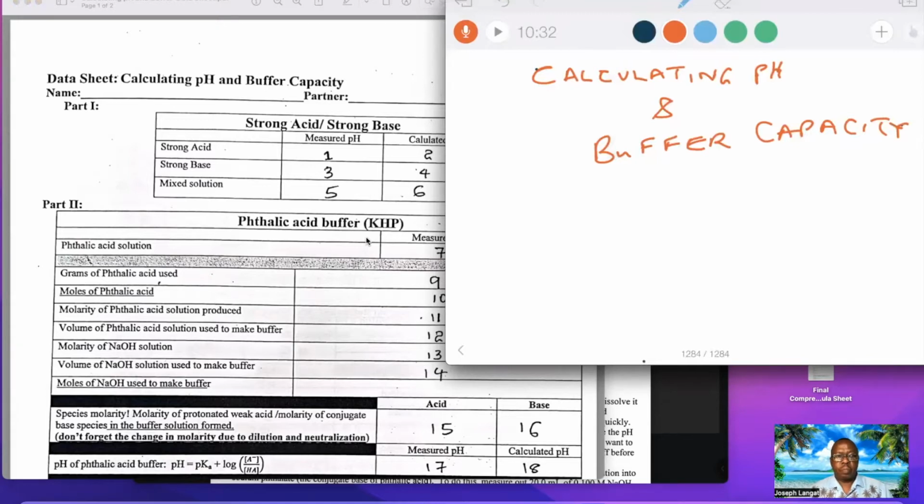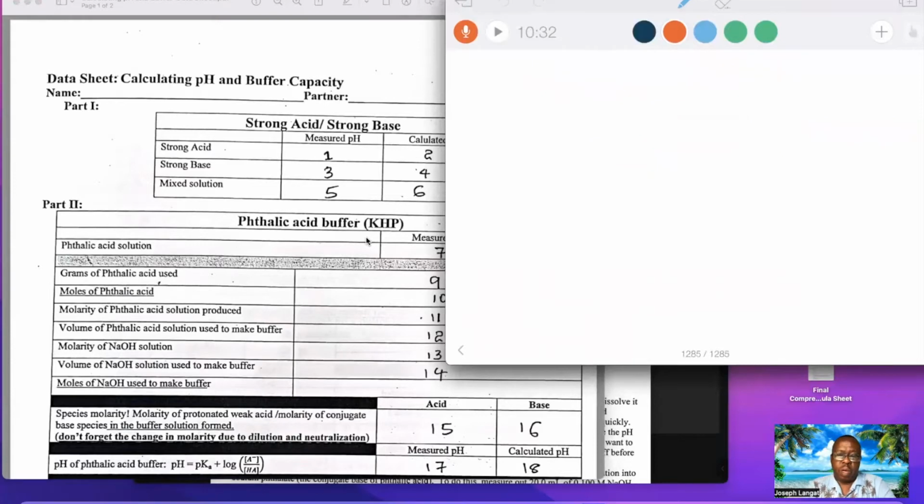There are three parts. Part 1, strong acid, strong base. Part 2, part 3. And in all this, it's just preparation of a buffer or different buffer solutions. Let me just start by giving you an overview of some of the skills or knowledge you need before you get started.